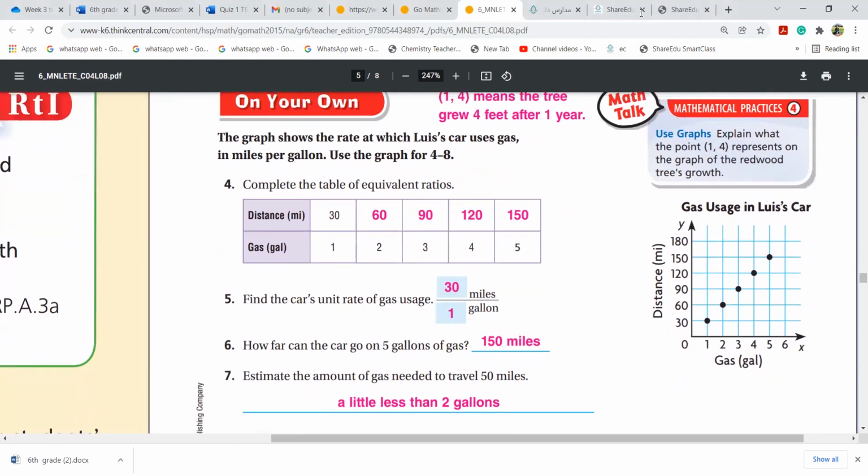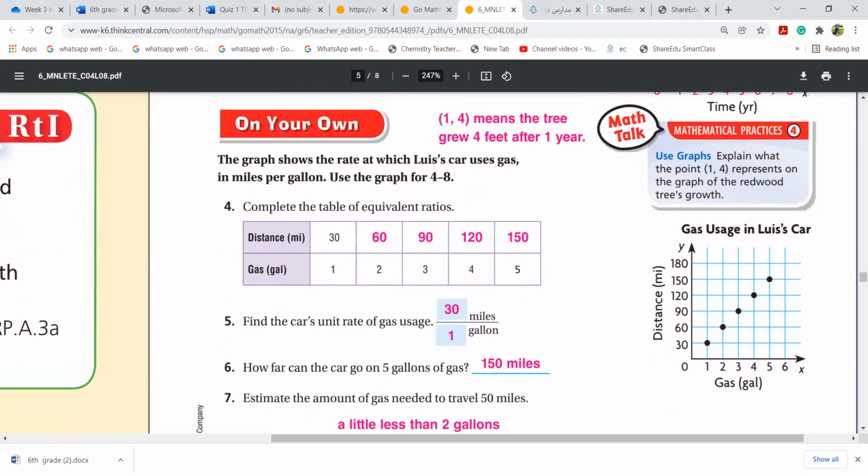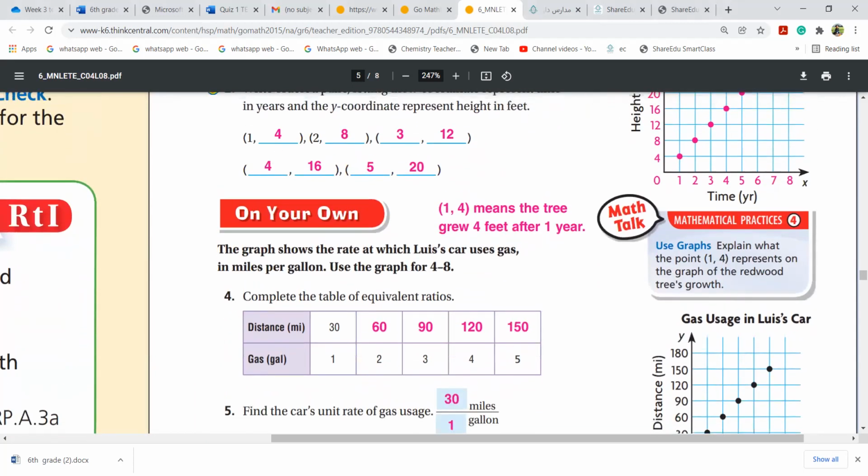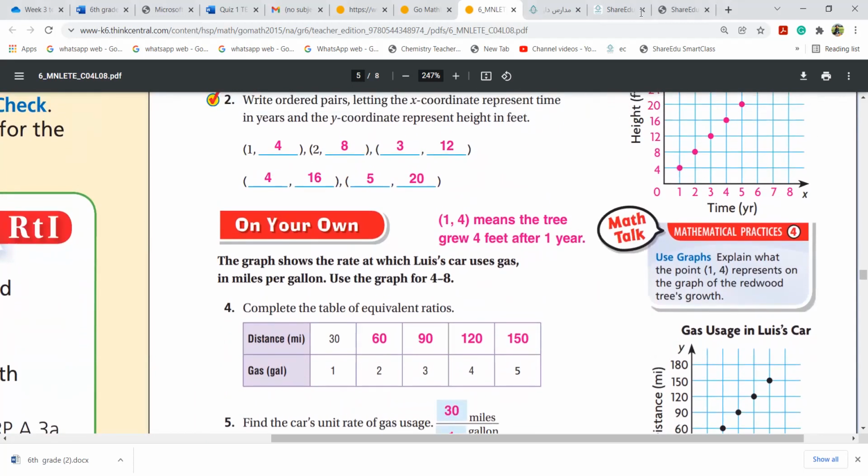Yalla, girls. The graph. This week I didn't write the things. The graph shows the rate at which Lewis's car uses gas in miles per gallon. If 1 is 30, 2 is what? If 1 is 30, 2 is 2 times 30. 3 is 3 times 30. You will just multiply the unit rate. When you multiply all that, you get such numbers.